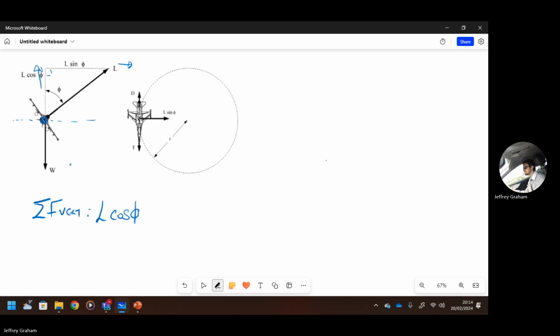Equally, this lift component, because of the bank, needs to balance out the weight of the aircraft. In a balanced horizontal turn, where the altitude doesn't change, these two vectors will cancel each other out and sum to zero.